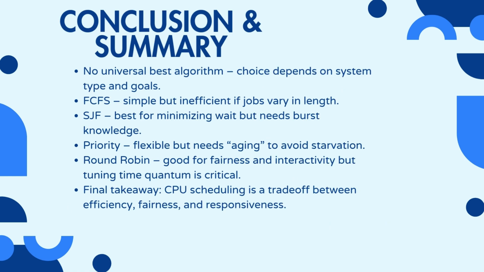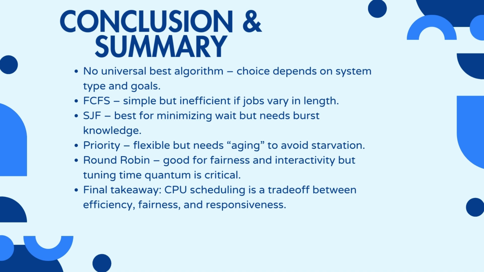The last slide is conclusion and summary. To conclude, there is no single scheduling algorithm that is the best in all cases. Each has its trade offs. FCFS is simple and fair, but inefficient for varied job sizes. SJF is efficient in reducing waiting time, but impractical if we can't estimate burst time. Priority scheduling gives flexibility and ensures critical processes are handled, but without aging, it risks starvation. Round robin is the most balanced for time sharing and multitasking, but it relies on choosing the right time quantum.